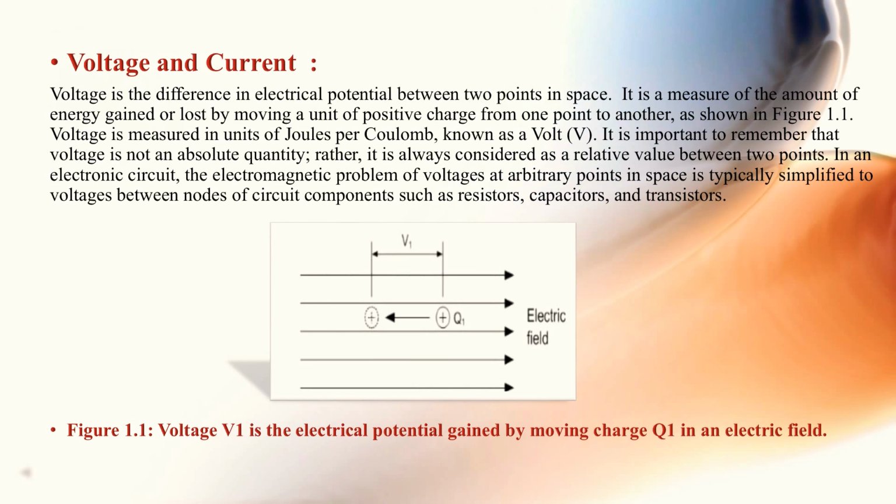It is a measure of the amount of energy gained or lost by moving a unit of positive charge from one point to another, as shown in Figure 1.1. Voltage is measured in units of joules per coulomb, known as a volt, V.